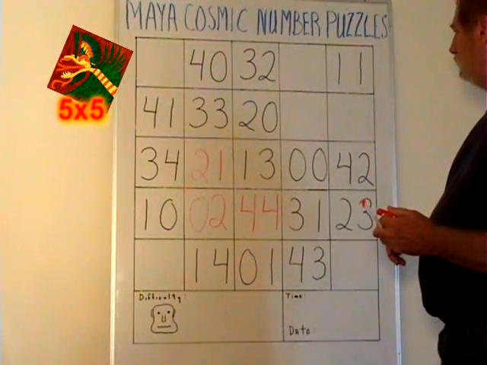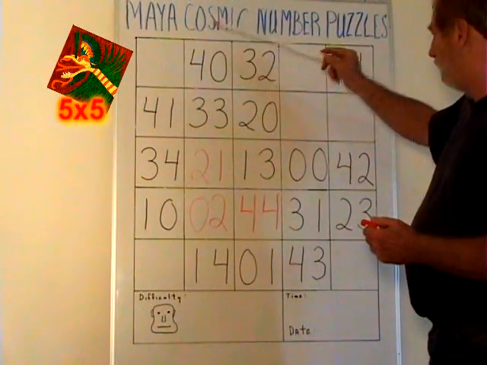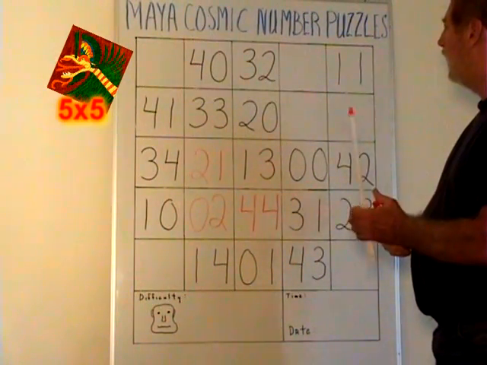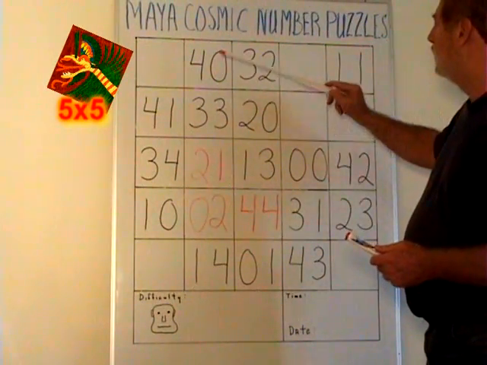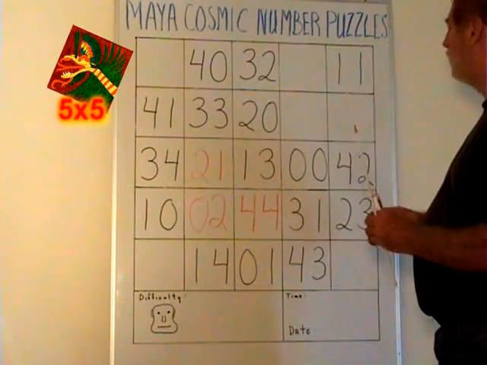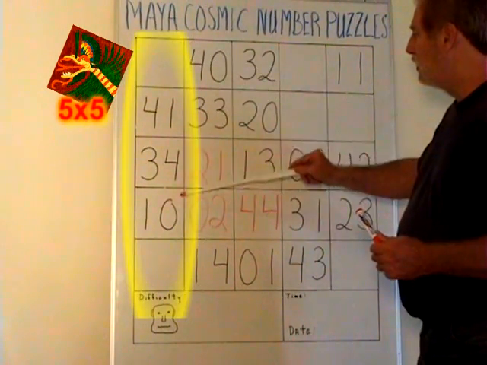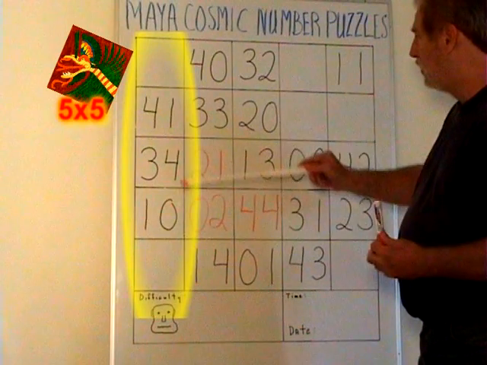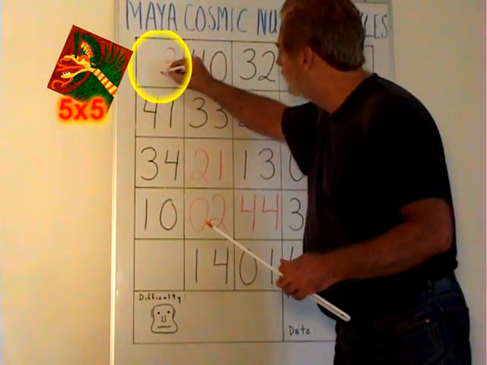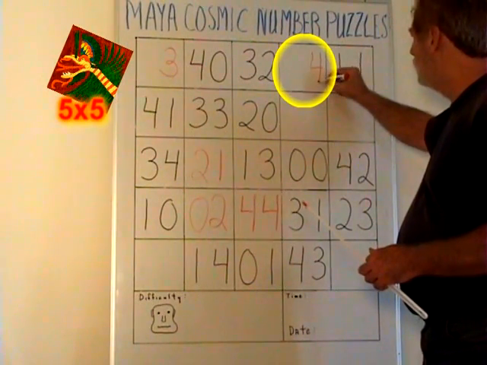Now, we can solve for this row here. We are missing, let's see, we have a 0, a 2, and a 1. So we are missing a 4 and a 3. Column, we have a 4. The only number that could go here would be a 3. If the 3 goes there, then the 4 must go here.